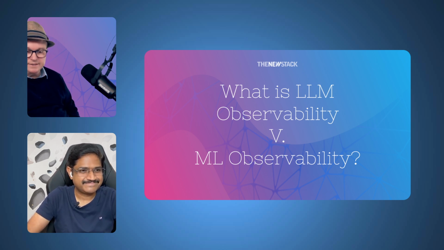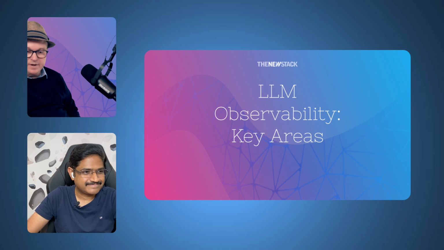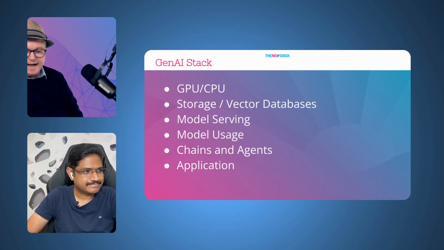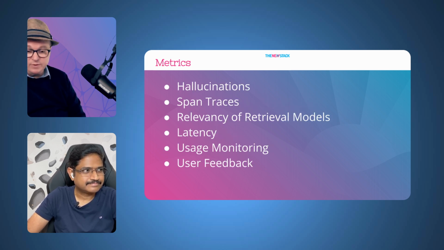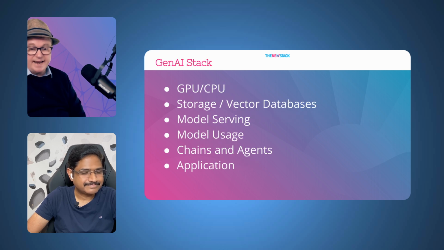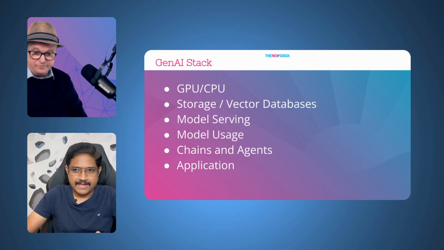Okay, great. So we're going to get into the key areas of LLM observability. And you break it down by the Gen AI stack, and that has several subtopics, including the GPU, the CPU, the storage and vector database, the model serving, the model usage, the chains and agents, and the application. And then there's several other topics such as hallucinations, span traces, relevancy, retrieval models, latency, usage monitoring, and user feedback. So let's start with the Gen AI stack and break it down by GPU, CPU first.